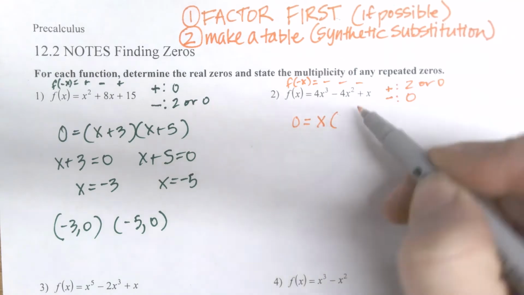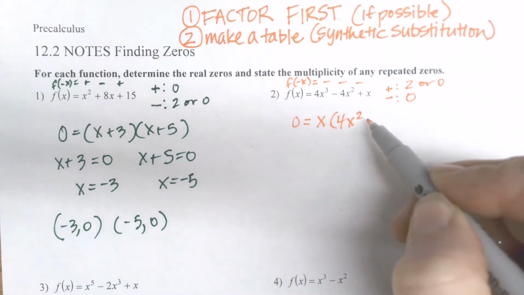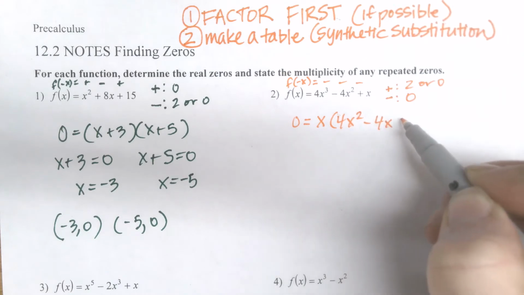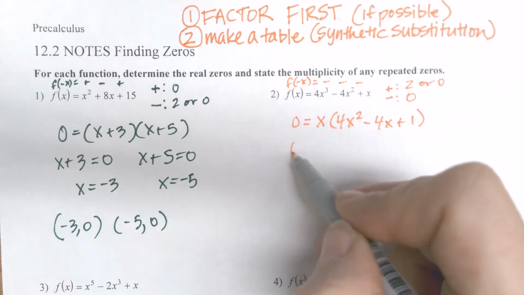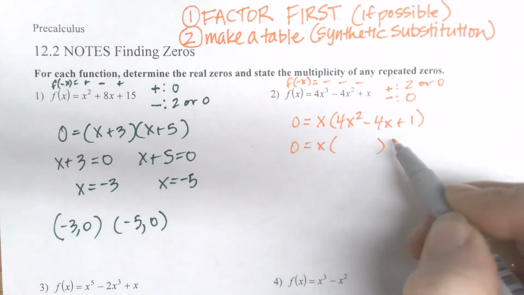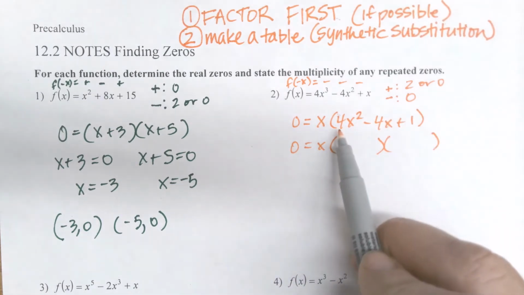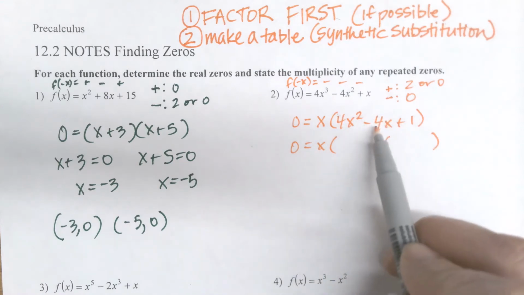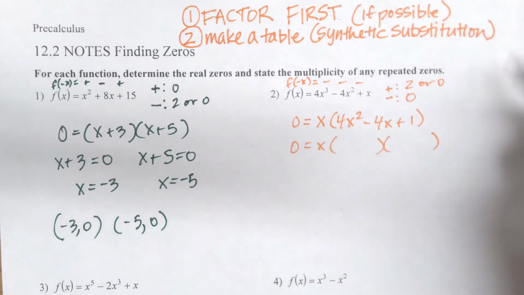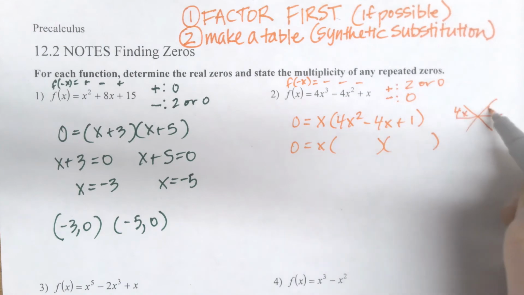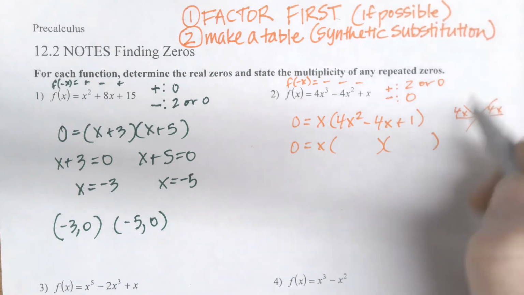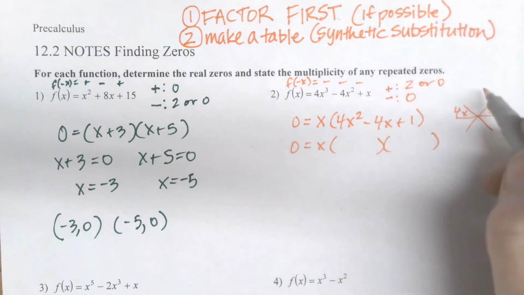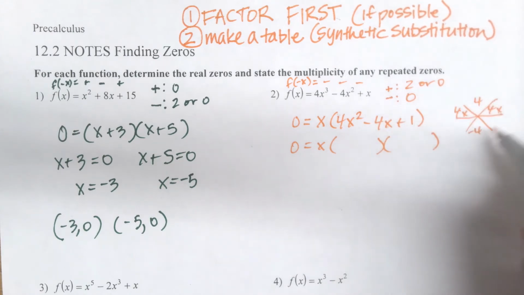I can pull out an x. That leaves me with 4x squared minus 4x plus 1. Let's see if I can factor that any further. I need two numbers that multiply to be 4 and add to be negative 4, but this is a 4 in front. So this might be one where I do a snowflake method, because that 4 in front messes with things a little bit. Multiply to be 4, add to be negative 4. The only thing I can think of is negative 2 and negative 2.